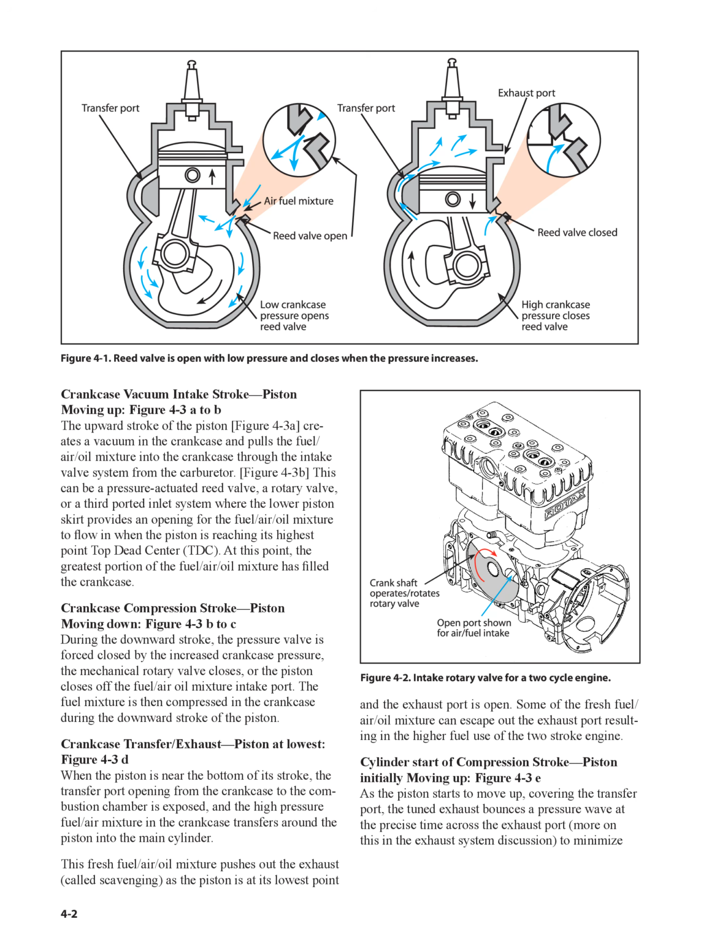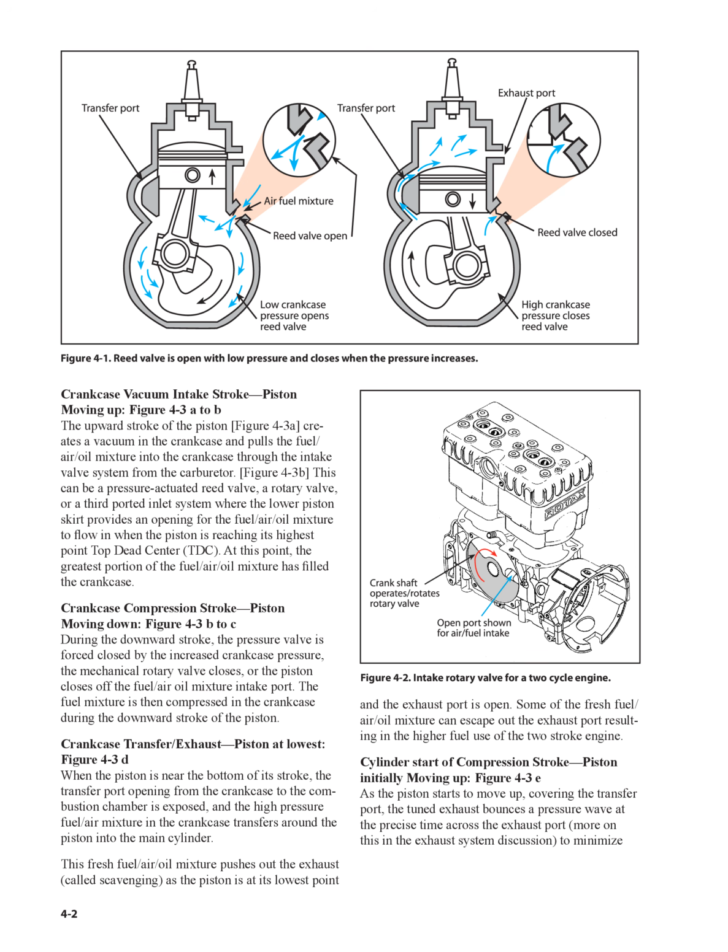Figure 4.3. Crankcase vacuum intake stroke, piston moving up, Figure 4.3a. The upward stroke of the piston creates a vacuum in the crankcase and pulls the fuel/air/oil mixture into the crankcase through the intake valve system from the carburetor, Figure 4.3b. This can be a pressure-actuated reed valve, a rotary valve, or a third-ported inlet system where the lower piston skirt provides an opening for the fuel/air/oil mixture to flow in when the piston is reaching its highest point, top dead center, TDC. At this point, the greatest portion of the fuel/air/oil mixture has filled the crankcase.